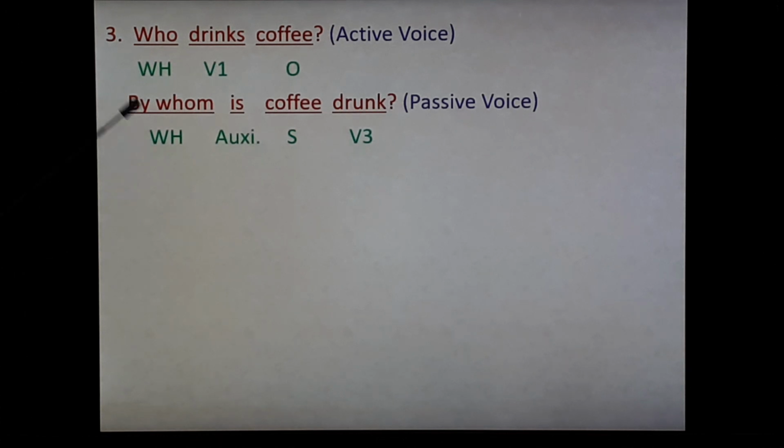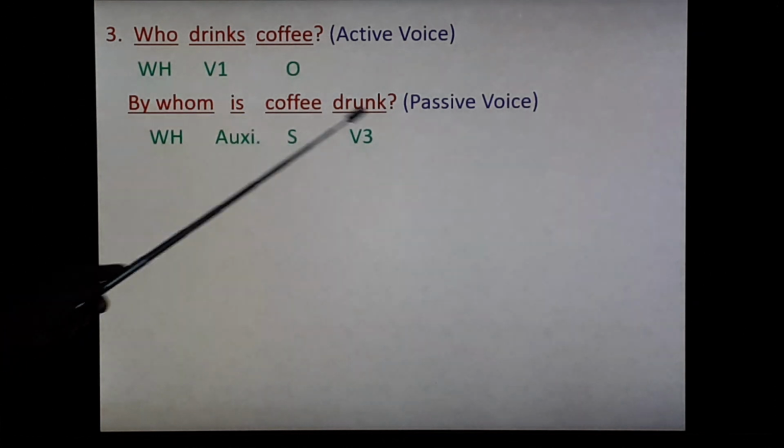According to grammar rule, when you find who in active voice and you change this active to passive, you have to write by whom. So that is the WH question, by whom. Then you have to check the object of the active voice. Here coffee is given as an object, so that becomes the subject in passive. According to this subject, you have to add the appropriate auxiliary verb. So here by whom, then is, then you have to write coffee and the V3 form of drink, that is drunk. So, by whom is coffee drunk? Then put a question mark. This is passive voice.